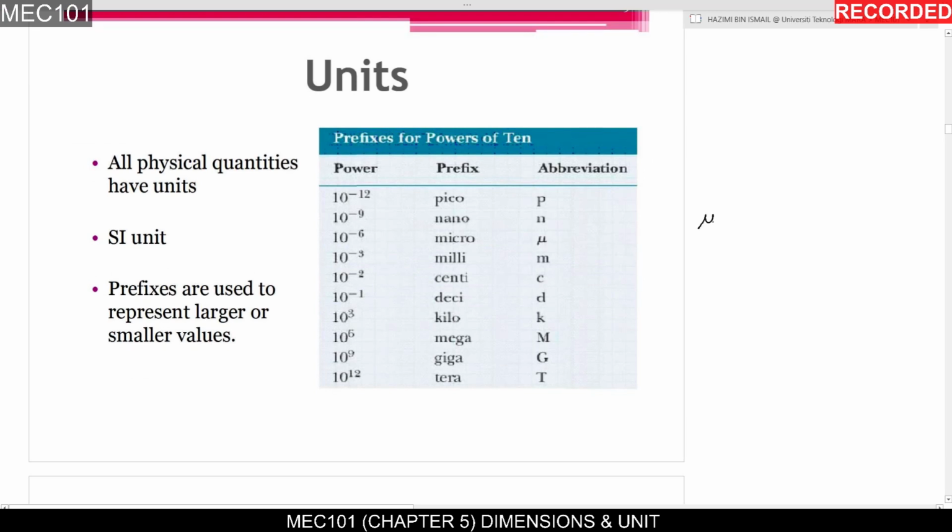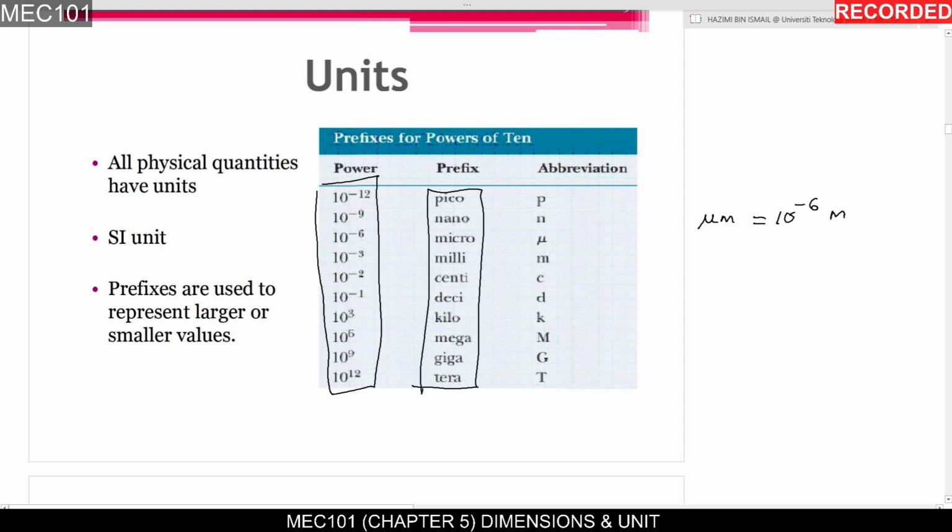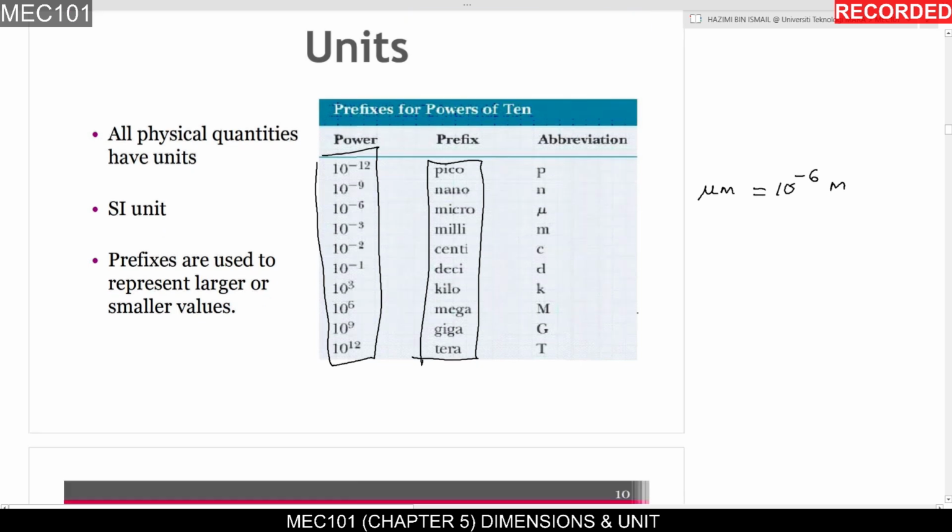let's say we have micrometer. So if you do not remember the power of the micro, this represents the power of 10 to the power of minus 6 meter. So make sure you remember all of this, because these are very common prefixes that are going to be used in the engineering syllabus or engineering field.